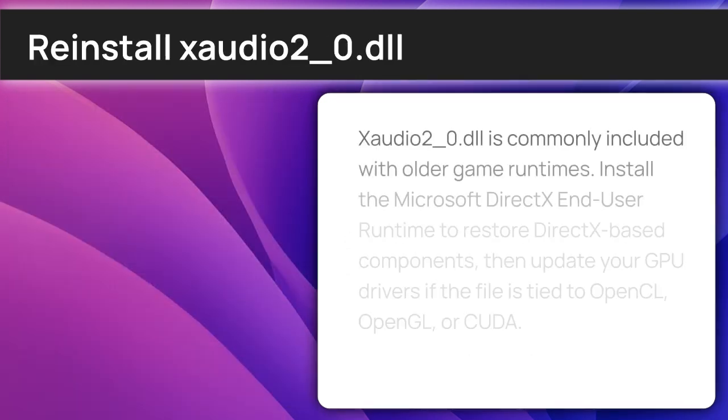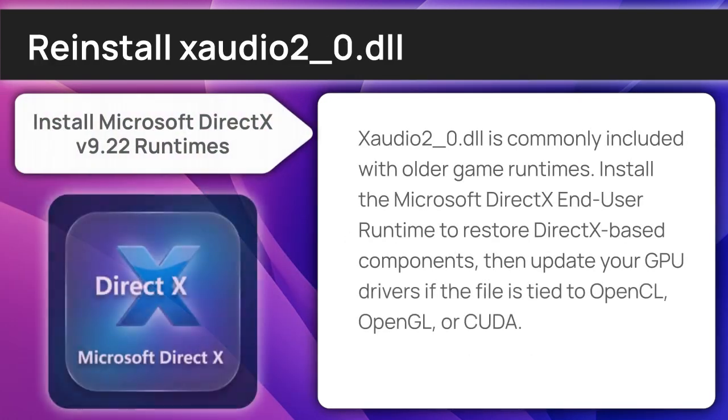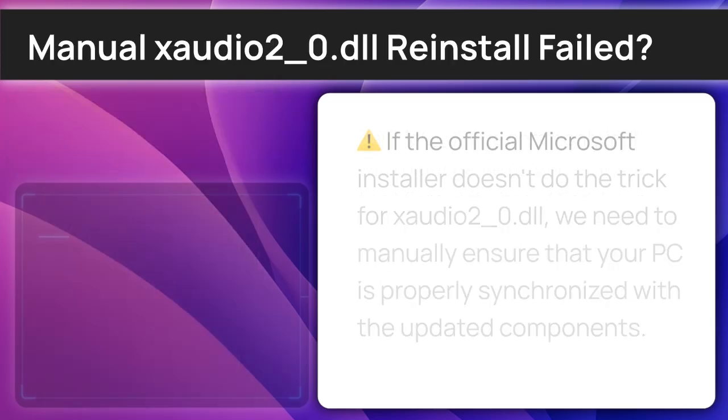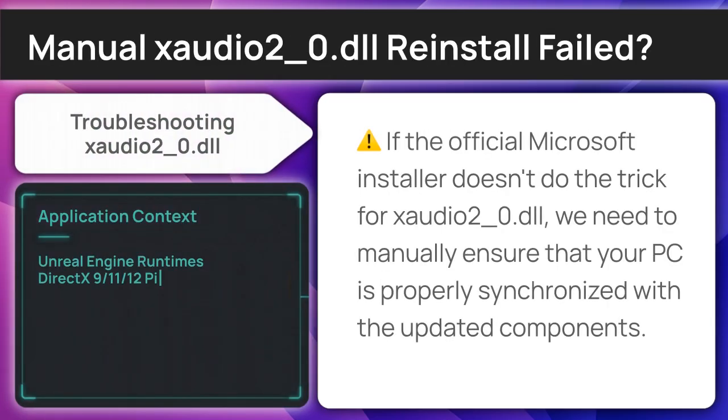The Xaudio2 0 DLL is commonly required by games and graphics applications. Installing the Microsoft DirectX End-User Runtime restores legacy DirectX runtime files, while updating your GPU drivers resolves OpenCL, OpenGL, or CUDA dependencies. When the primary installation path fails, a more surgical approach to checking your system's environmental variables is required.